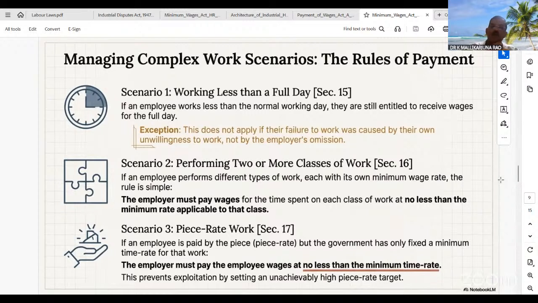The second scenario is employees performing two or more classes of work. Here, sometimes the piece rate is based on performance, but it should be no less than the minimum rate. So the minimum rate also needs to be followed.